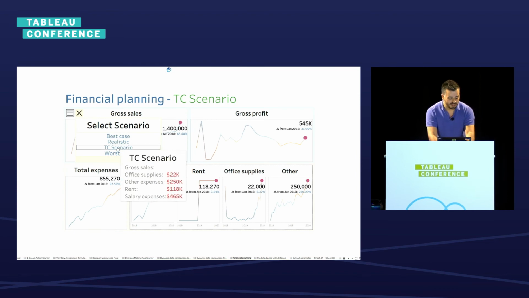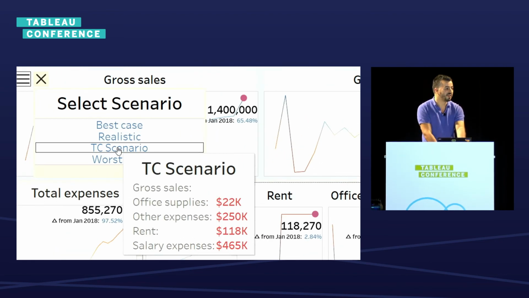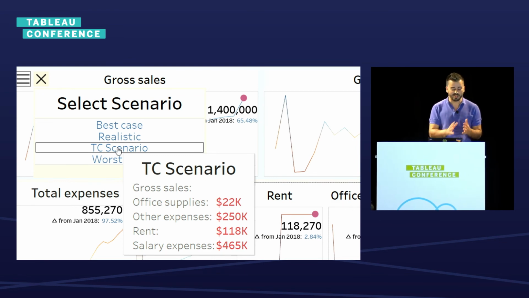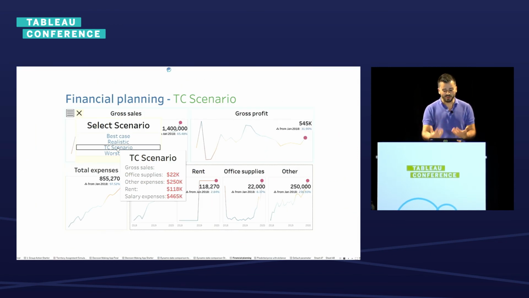you will see that TC scenario now appears here in the list. And you can see exactly what values will be passed. I probably didn't click enter for the gross sale, that's why it's empty. But now I can pass these values and calculate what will be my gross profit in that case. So how did we do that?